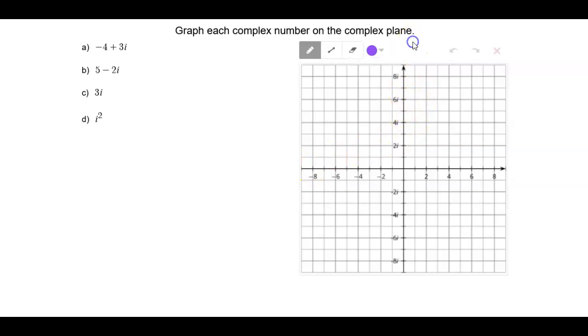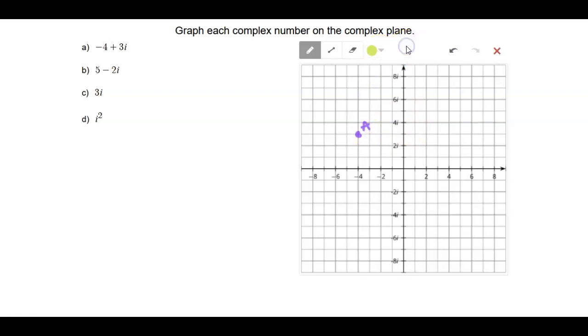The vertical axis is the imaginary axis, which means that in order to reach those numbers, we have to go either above the real number line or below the real number line. So we are going to go to -4 on the real axis, which is left. And then it says plus 3i, which means positive 3i. So we're going to go to -4 on the real axis and then up to positive 3 on the imaginary axis. And this would be the location of point A.